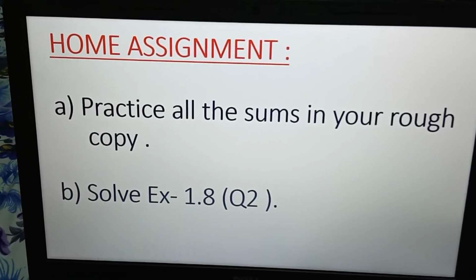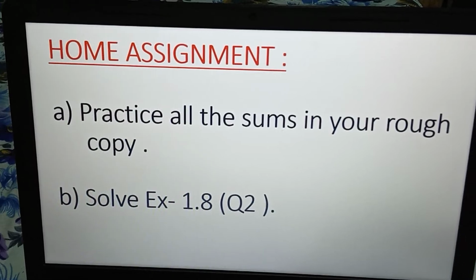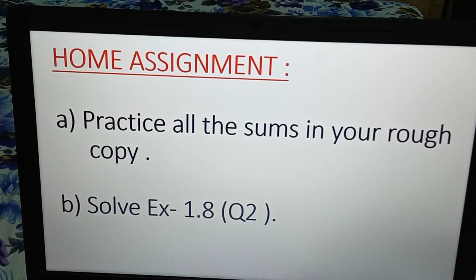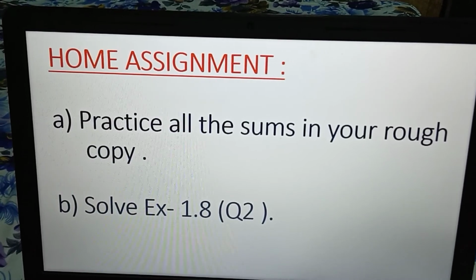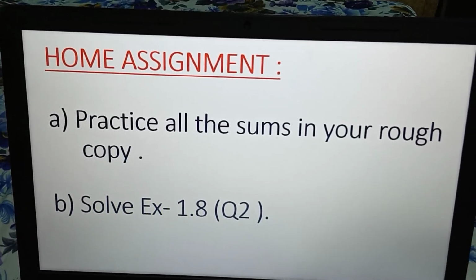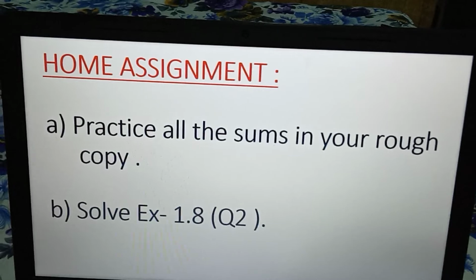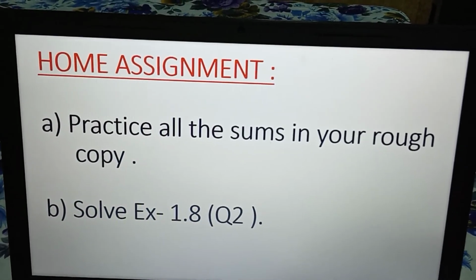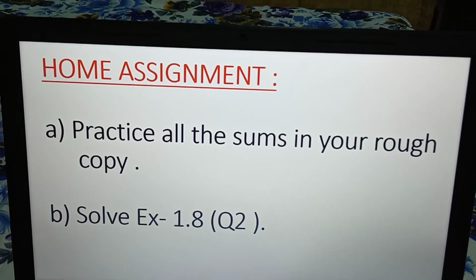And you will solve exercise 1.8, question number 2, in your notebook. In our previous class, we did question number 1. This time we will do question number 2, that is rounding off the given number to the nearest 100. Now one more question is there, children. We will do it in our next class.